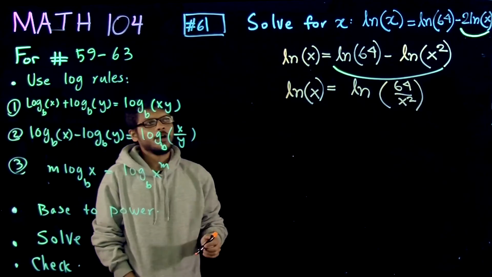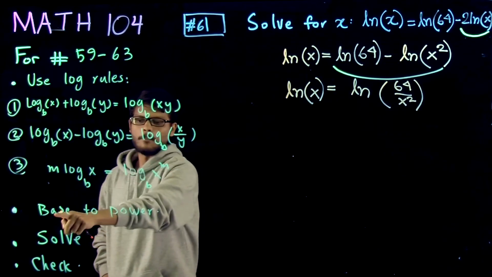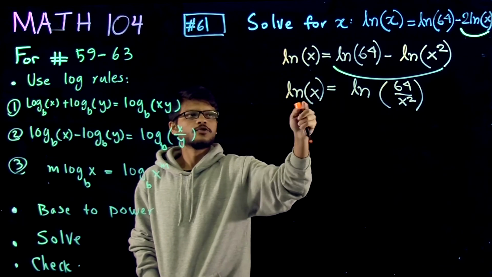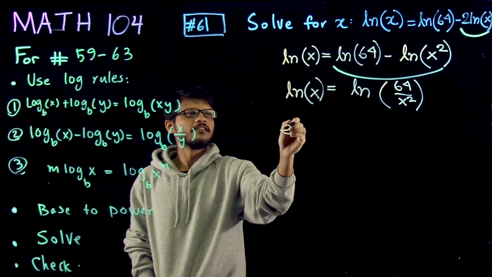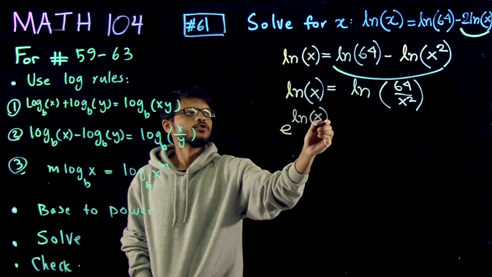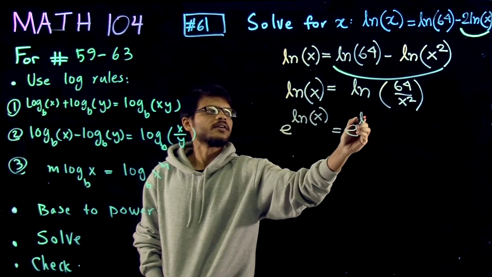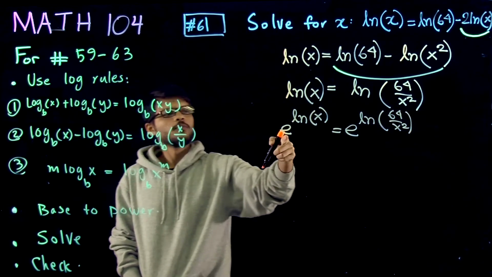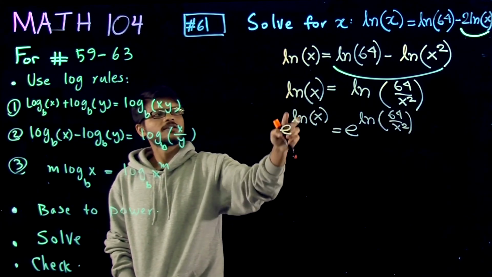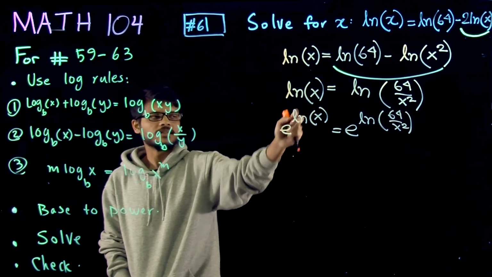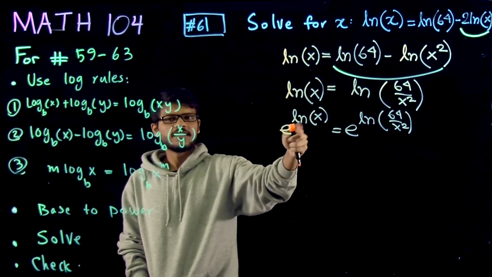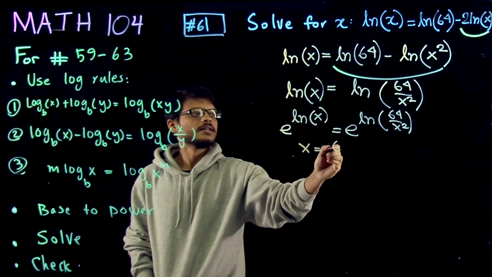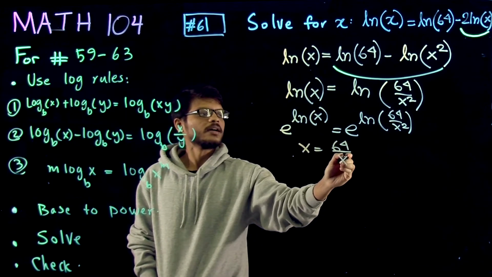Now we will go to the next step, which is base to power. Since both of them are ln's, we will take e to the power left hand side equals e to the power right hand side. Just to remind you, why are we taking e to the power? Because for ln, the base is e. Now e and ln are inverse to each other, so they cancel out, and we will have x equals 64 over x squared.